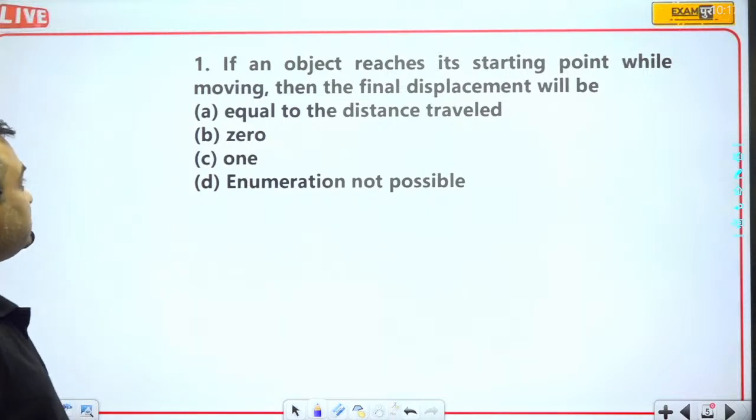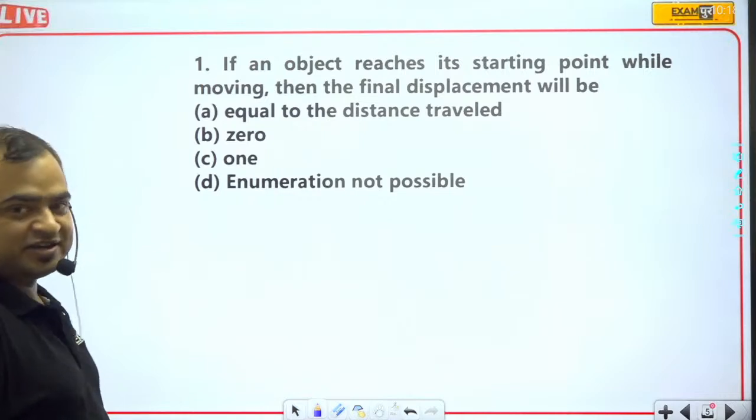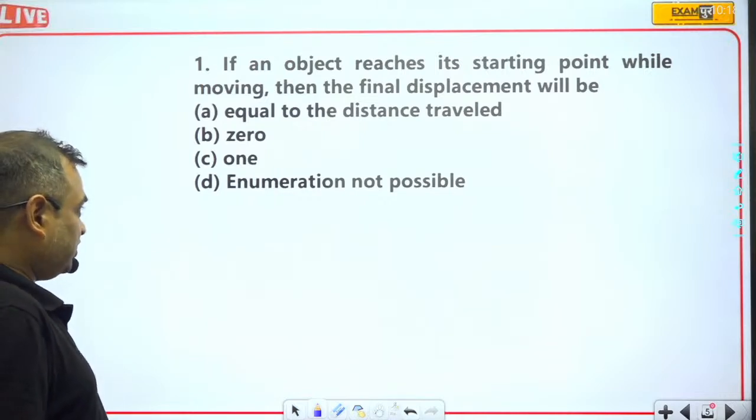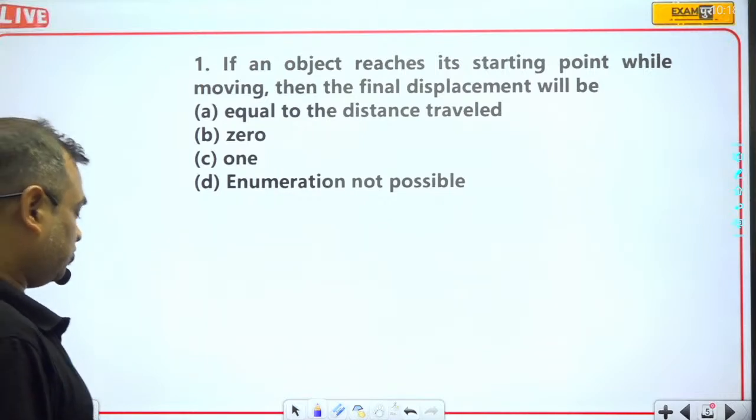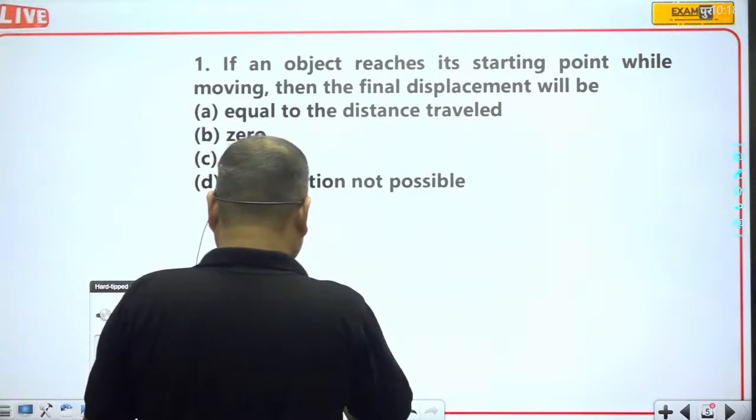So the question is: if an object reaches its starting point while moving, then the final displacement will be equal to the distance traveled. Options: 0, 1, enumeration not possible. Please tell me.